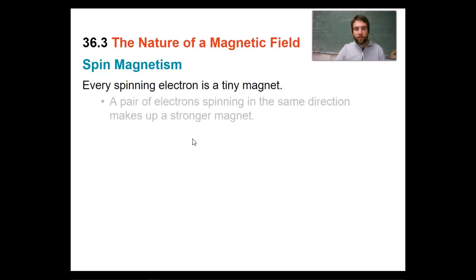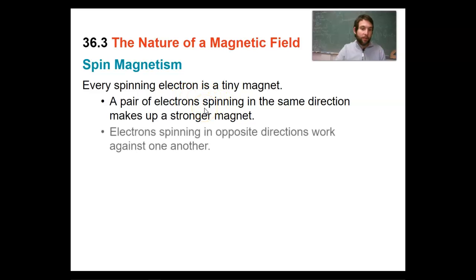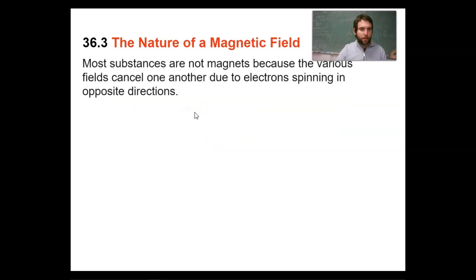Every spinning electron is a tiny magnet. A pair of electrons spinning in the same direction makes up a stronger magnet. Electrons spinning in opposite directions work against each other. So if you have one going counterclockwise and one going clockwise, they're going to go against each other. Their magnetic fields will then cancel. Most substances are not magnets because the various fields cancel one another due to electrons spinning in opposite directions.